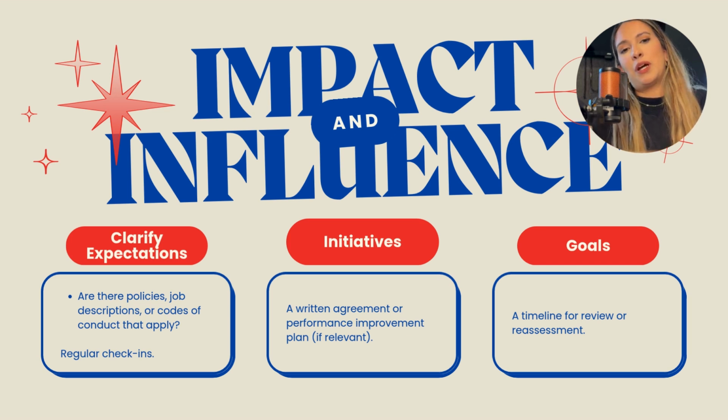So we want to talk about the impact and influence that a board has, right? We need to be able to communicate clearly with the executive director about her internal or his internal team. And the best way to do that is to set these three key components. And the first one is to clarify expectations. Again, going back to, are there policies, job descriptions, or codes of conduct that apply? And then you need to have regular check ins to see if those things are truly being managed well.